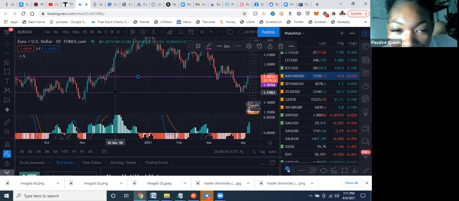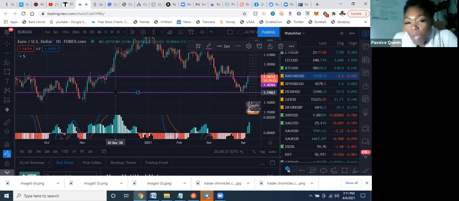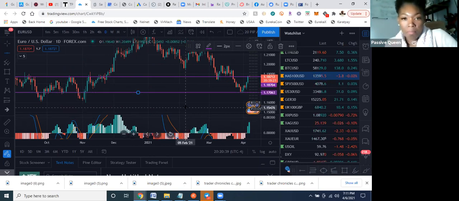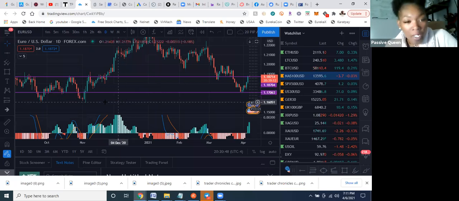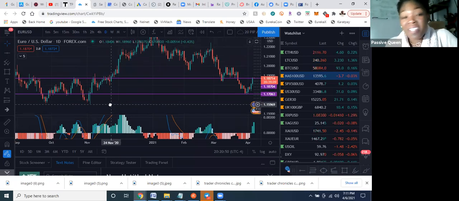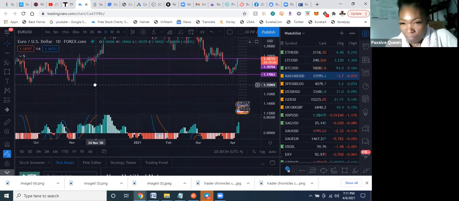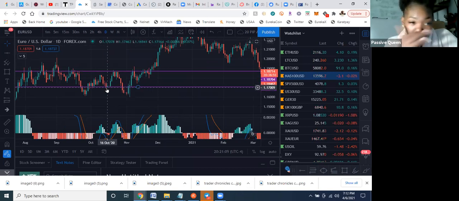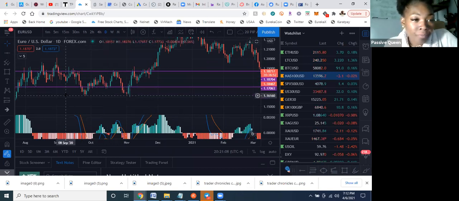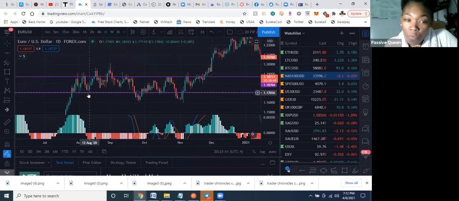All right, I like this area. Why do I like this area? As you can see right here, this is the floor, support. The more the better, okay? And this is on the daily. So that is one floor, two floors, one ceiling, candle, candle, floor, support and resistance.